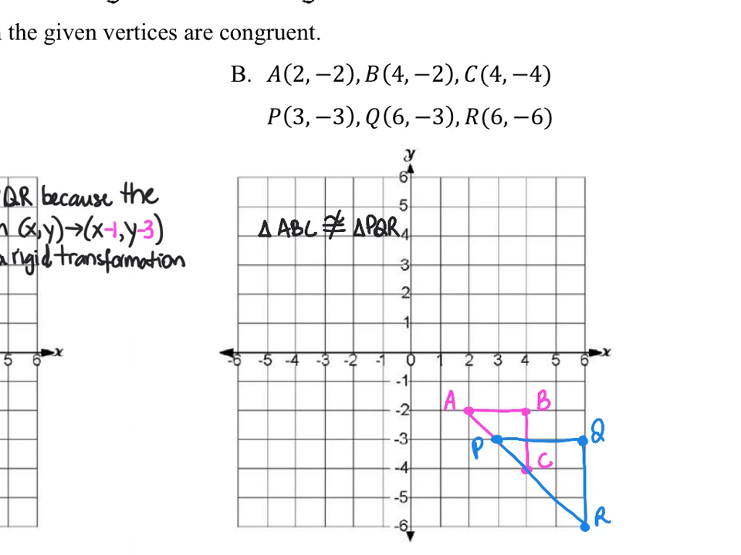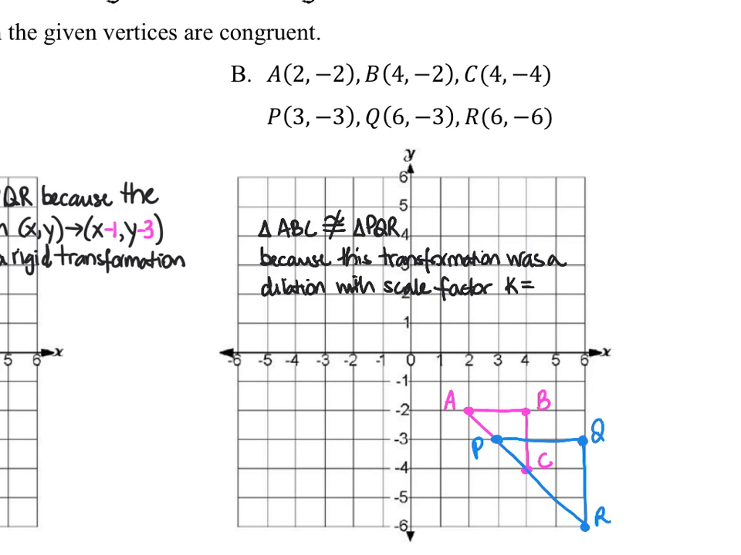In order to figure out exactly what the scale factor is, what we're going to do is take one corresponding side from each of the triangles, so two corresponding sides, and we're going to pick an easy direction.